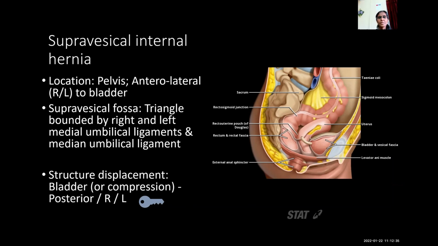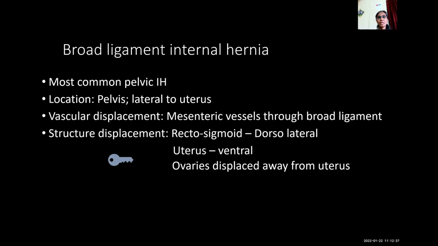They do not often present with strangulation, unlike a broad ligament internal hernia, which can present with strangulation. Here again, it's a cluster of loops in the pelvis, in one of the adnexa, one side of the uterus. And it will displace the uterus and the ovaries away from each other. The uterus gets pushed anteriorly, ovaries are pushed laterally, and the rectum gets pushed posteriorly and up to the opposite side. So once you get that, think of the possibility of a broad ligament hernia.